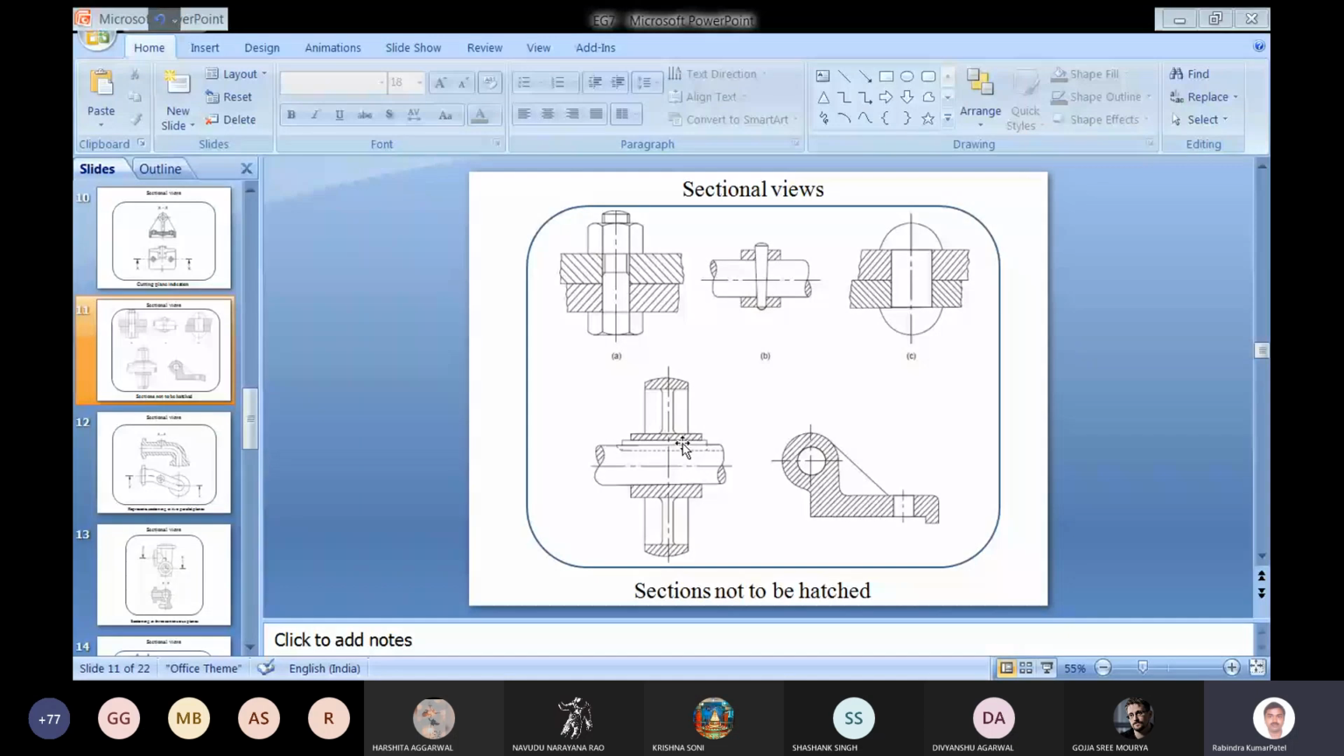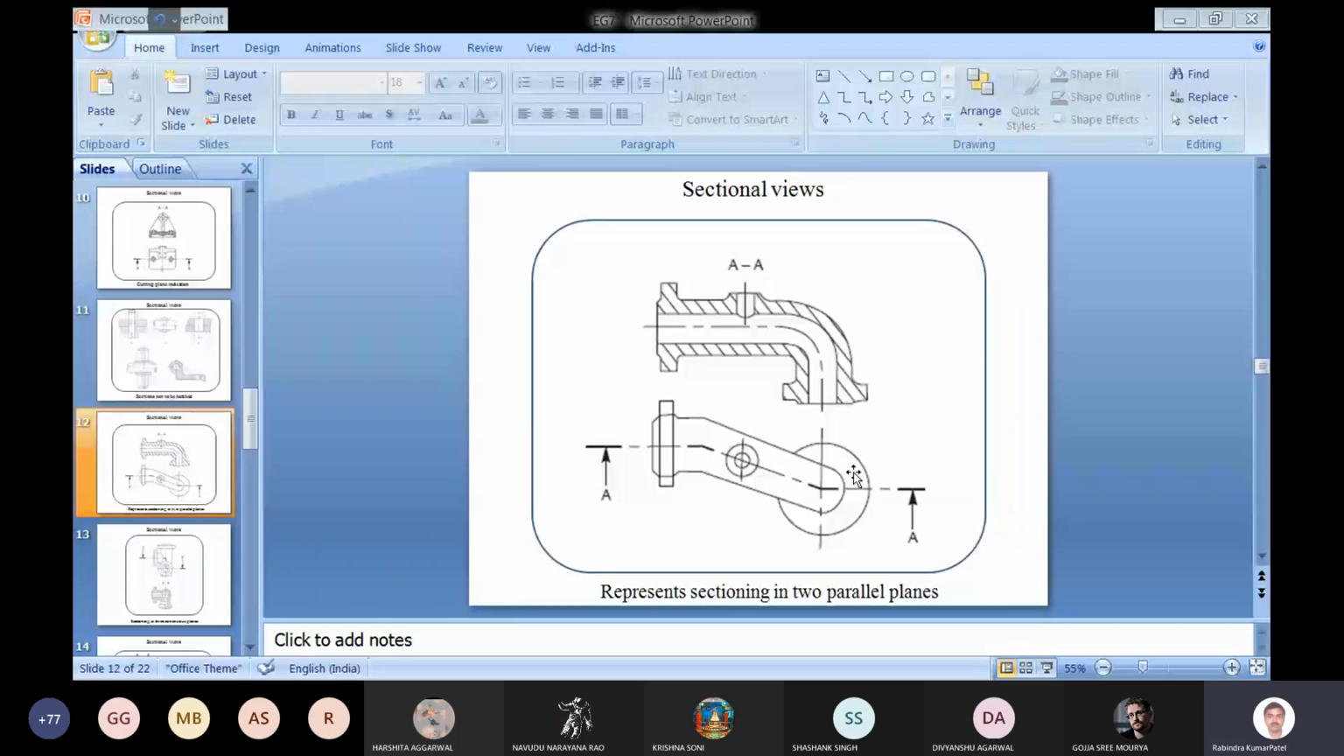Again here the shaft is coming. Shaft will not be hatched when the cutting plane is passing along its axis. So this is also a case where hatching is not done. And here the part shown is a triangular portion. Triangular portion will not be hatched here because this corresponds to thin parts. So thin parts are not hatched when the cutting plane is passing through them. We will see later in some example where a thin part is clearly visible.